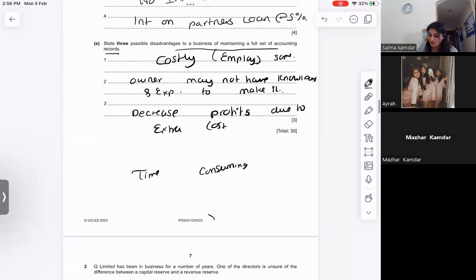So we complete the first question of October, November 2023, Paper 21.